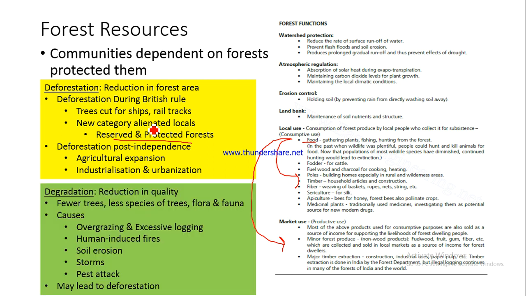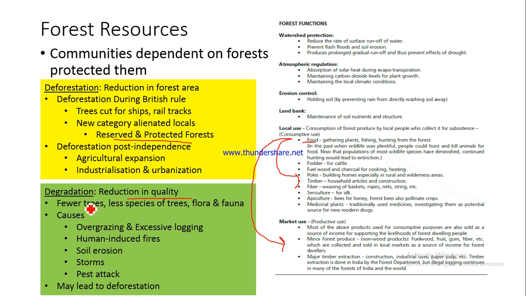Then we also saw degradation. Now please understand there is a difference between deforestation and degradation. Degradation is not the reduction in area. There is no cutting down of trees as such, but the quality of the forest drastically declines. There is a decline in the quality of the forest. Now what do we mean by this?